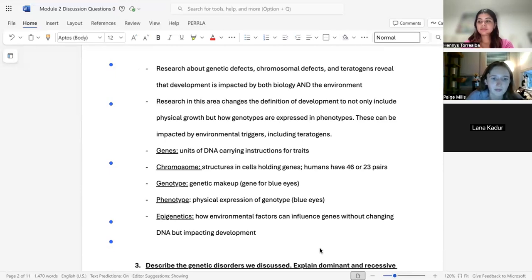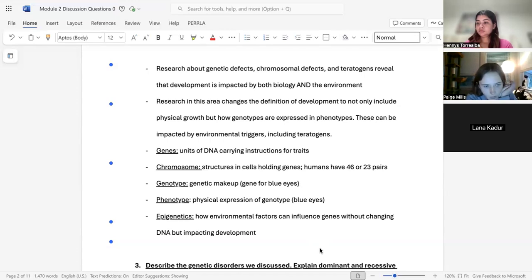Defects and teratogens reveal that development is impacted by not only biology but also the environment. So it's kind of like nature and nurture, a combination of the two, not just one or the other. Research in this area changes the definition of development to include not only physical growth, but how the genotypes, or the genetic makeup, are expressed in the phenotypes, or the physical appearance. I'll go into the examples in a second, but these can be impacted by environmental triggers, including teratogens, like alcohol, drugs, pretty much anything negative to impact development.